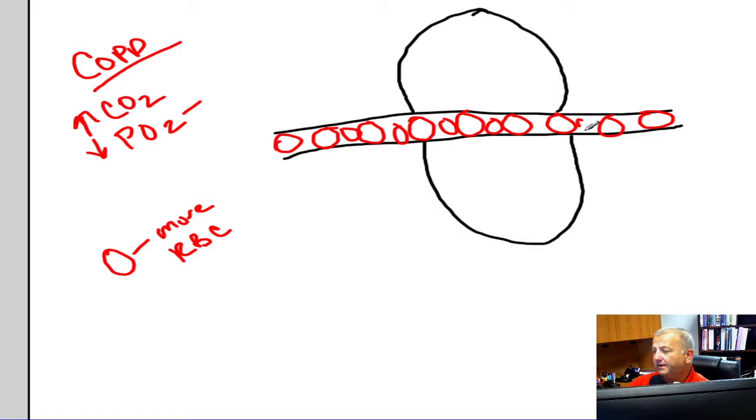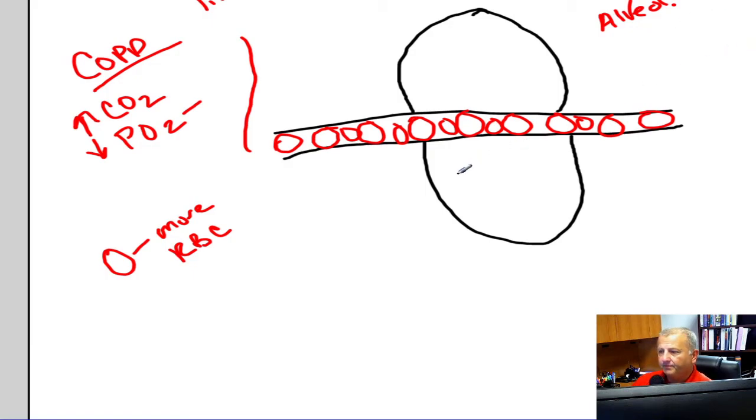They're packed in there, but you notice it looks like they're all in a single file line. They're in line because the vessel's so narrow. You can't have two or three stacked on top of each other. And since now we've called upon the body to produce more of these red blood cells, we have increased the alveoli pressure.